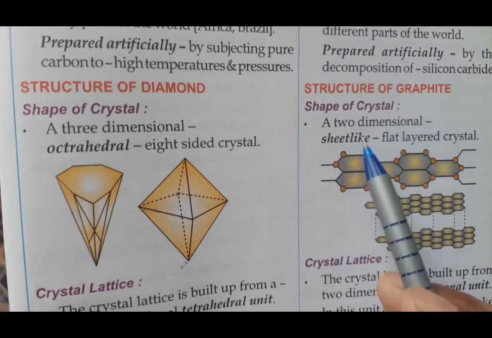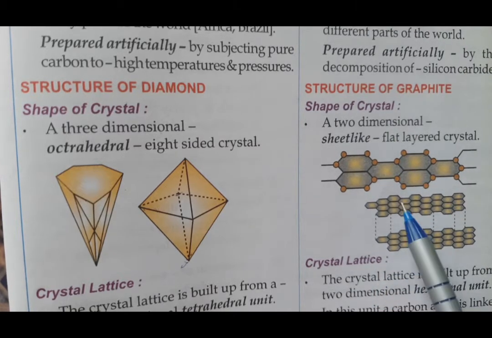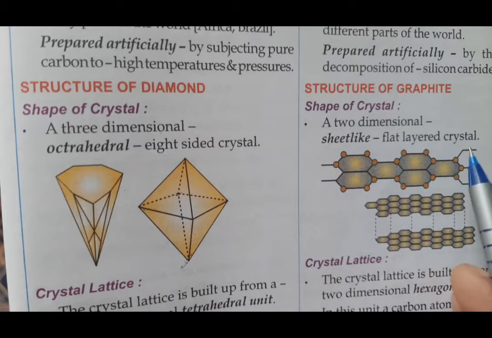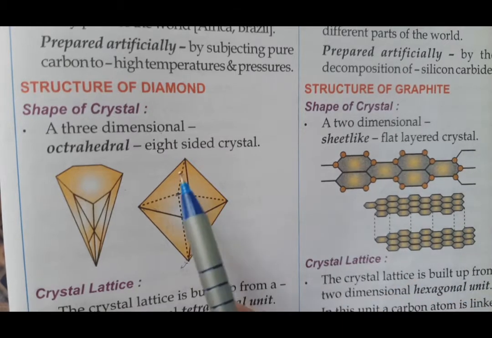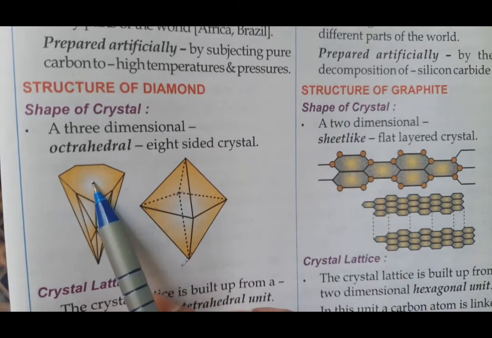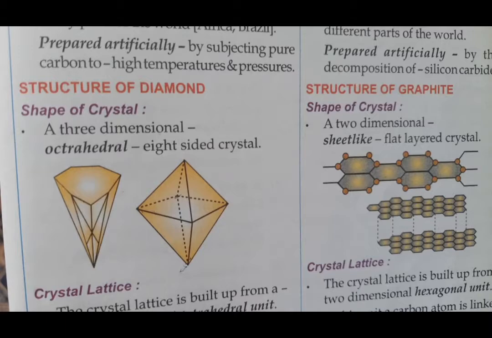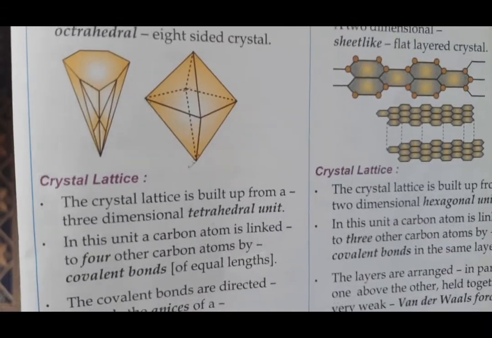Whereas graphite has a two-dimensional sheet-like structure, up, down. It's like a sheet and it's a flat layer crystal. So remember, diamond structure is three-dimensional, graphite is two-dimensional. Diamond structure is octahedral, whereas graphite is sheet-like structure. That you can remember, students.